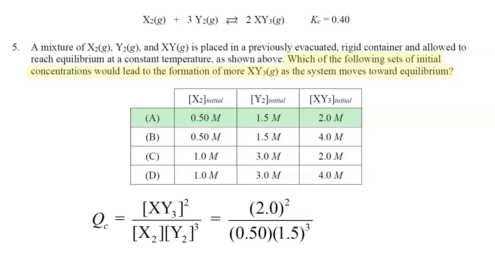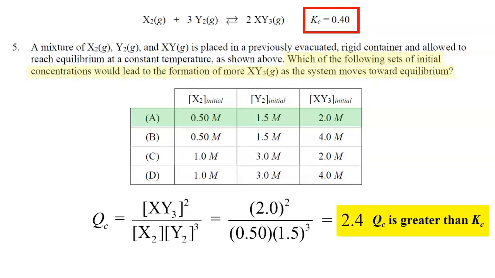So when I plug in these values, it's going to be 2 squared, and then divided by the product of 0.5 times 1.5 cubed. Now, when I do that math on my calculator, I get a value of 2.4 for the reaction quotient. I have to compare the value of Q with the value of K. But the value of K is 0.4.